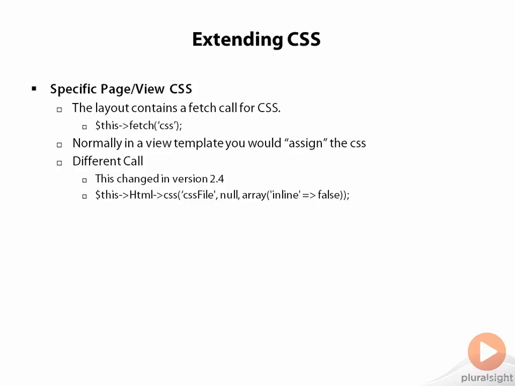For our version of CakePHP, we'll be using this HTML, CSS method, and then we have 3 parameters we'll be passing in. The first is the style sheet name, and we know that it should be located in the webroot CSS folder. The second parameter is null. The third parameter is an associated array, which has a key of inline and a value of false. Let's go ahead and implement the information we just learned about views.